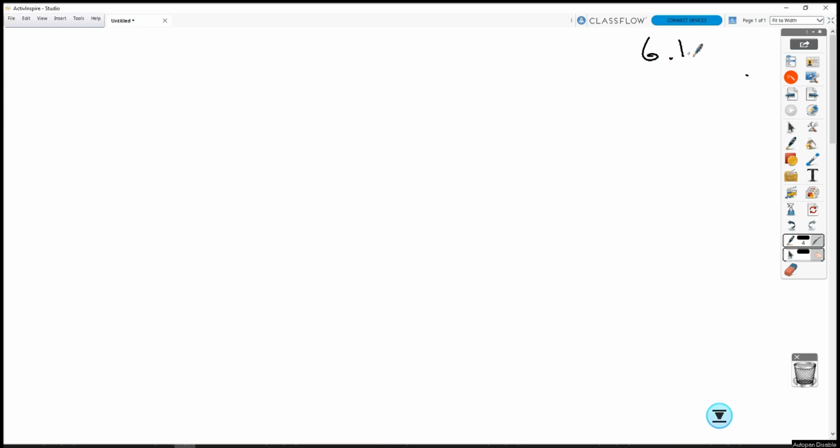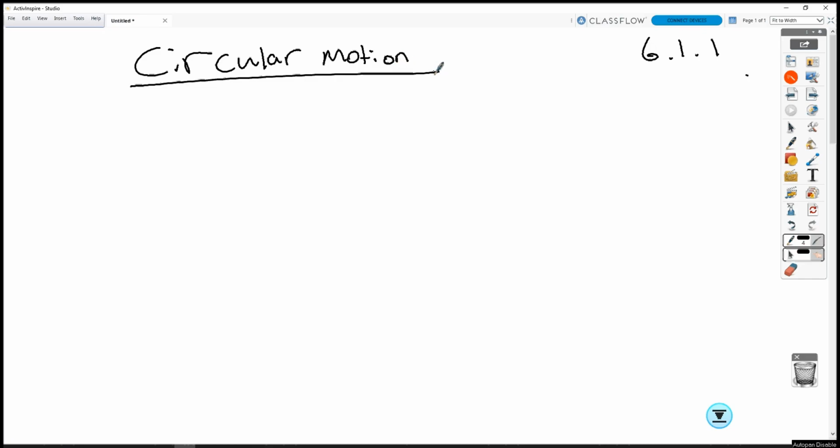This is 6.1.1, circular motion. Now the first thing we're going to do is introduce a new quantity called the angular frequency, or sometimes we also call it the angular velocity.